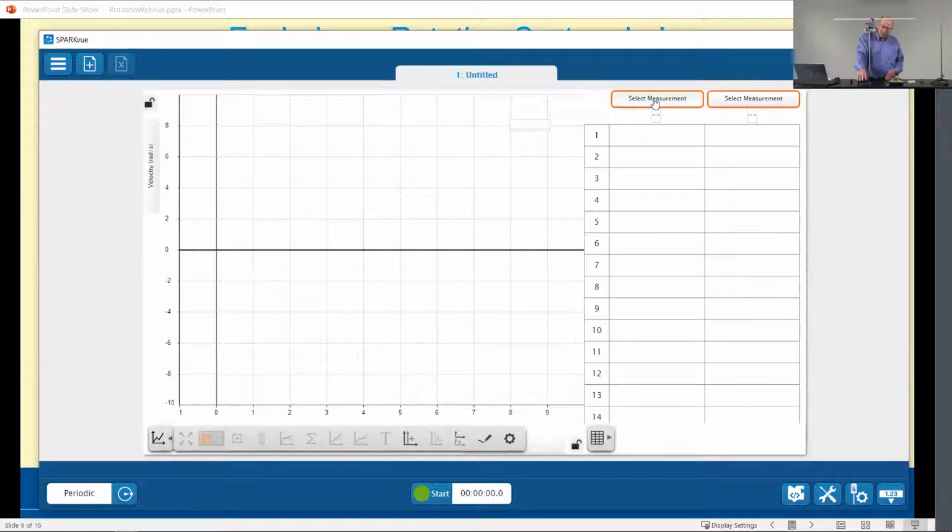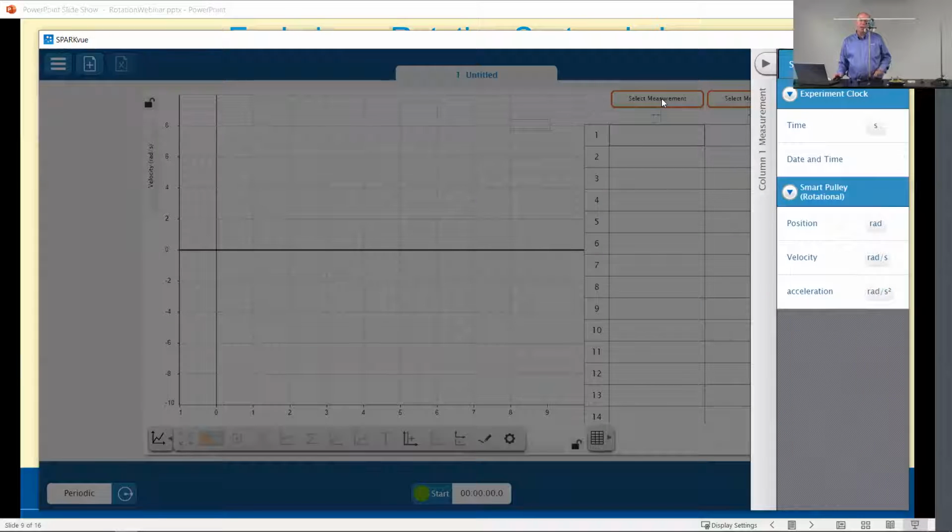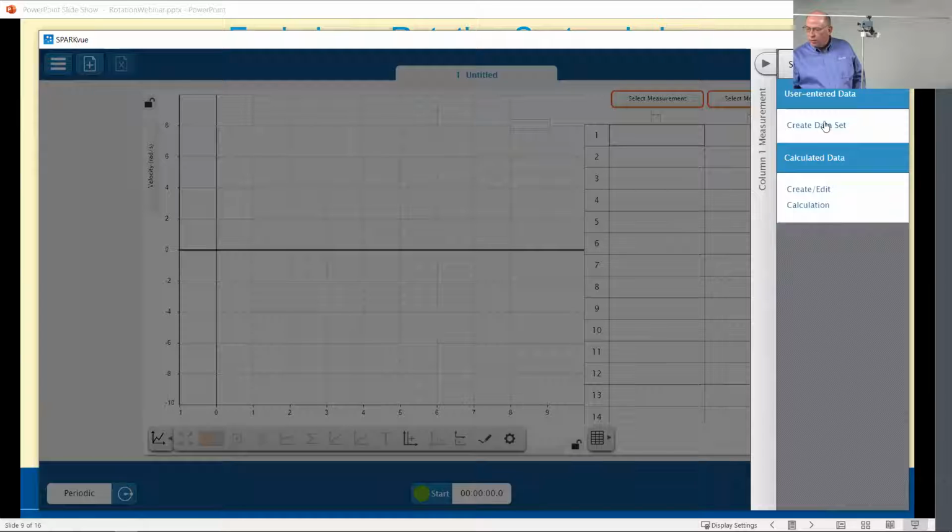Well, what I'm going to vary is the mass on the hanger. So I'm going to start out with 0.02 kilograms and increase that by 0.02 kilograms each time. So let's make that data column the hanging mass, I'm going to call it. So it's not a choice here because that's a user entered one. So I click user entered.